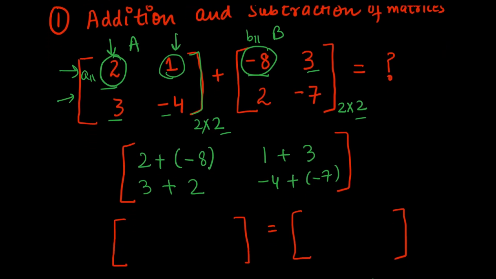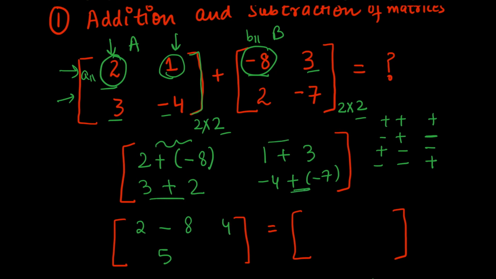Now we know the basic rules of math. When both numbers have positive signs, you have to add. When one is negative and one is positive, you have to subtract. When one is positive and the other is negative, again subtract. And when both numbers are negative, you have to add. And the sign will always depend on the biggest number. So plus and minus becomes negative, then 3 plus 2 is 5, 1 plus 3 is 4 because you're adding, and then plus and minus is minus, so this becomes minus 4 minus 7.